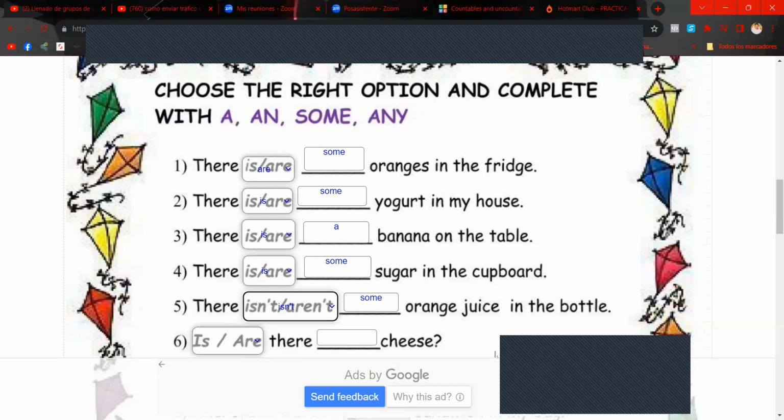Okay, you have to tell me the interrogative form. What is the interrogative form? You have to tell me the answer. Cheese. Queso. Is there any cheese? Repeat one more time. Is there any cheese? Yes, excellent. This is the correct alternative for you. Pasamos al siguiente ejercicio. Un momentito.